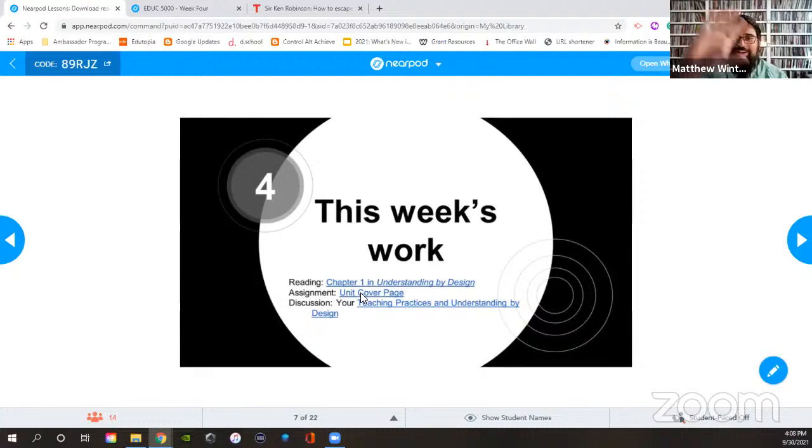You'll do all 6 over the course of the next few weeks. Page 1, and we'll hit that and we'll show you exactly what we're looking for on that in a couple slides down. And then your discussion this week is your teaching practices and understanding by design, which if by the end of this class you don't really understand understanding by design, always get with your teacher. We'll help you get into a good place with that.